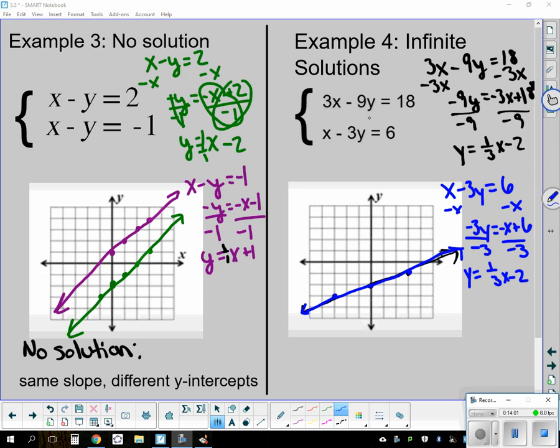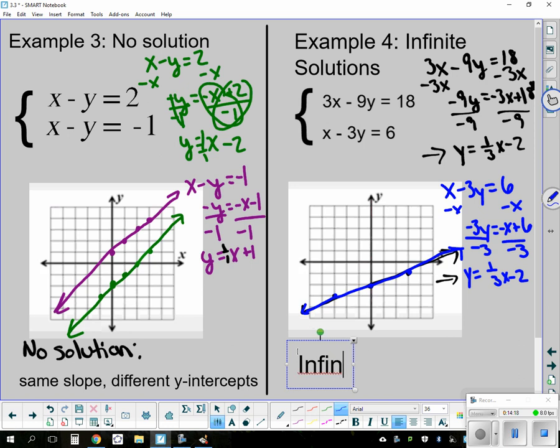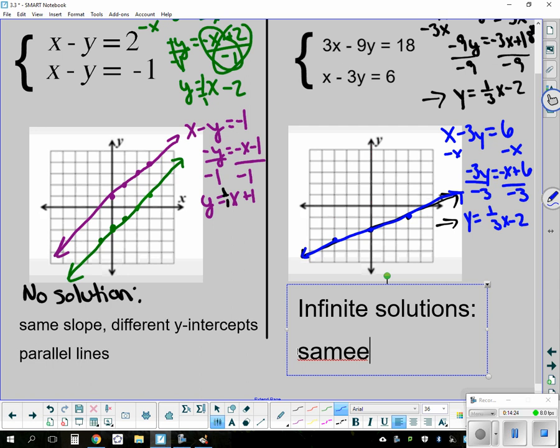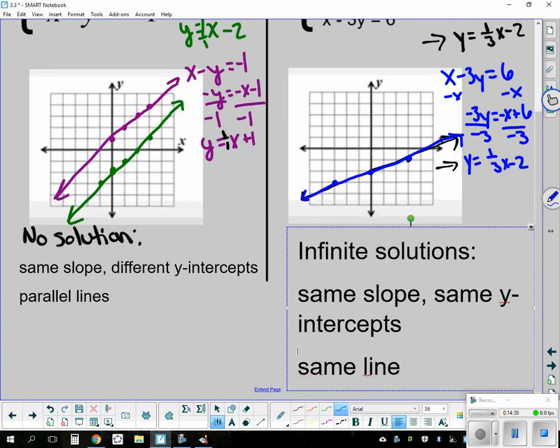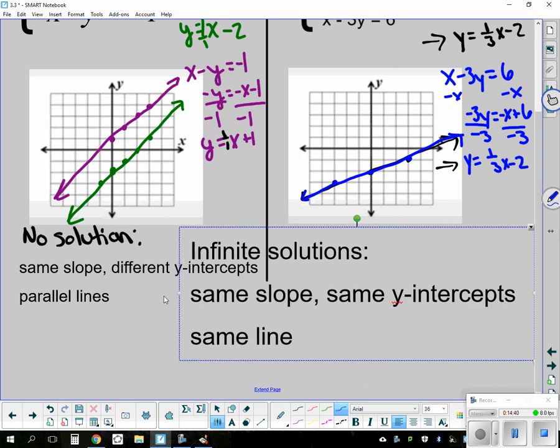Okay, I manipulated both of my equations to get them into slope-intercept form, y equals mx plus b. And notice that when you do that, both of them have the same slope-intercept form. Okay, so when you graph it, it's the exact same line. So infinite solutions will always work out where you have the same slope and the same y-intercepts. Because you really have the same line. Okay, that will always be the case for these.